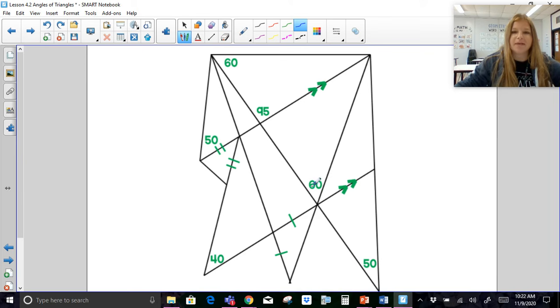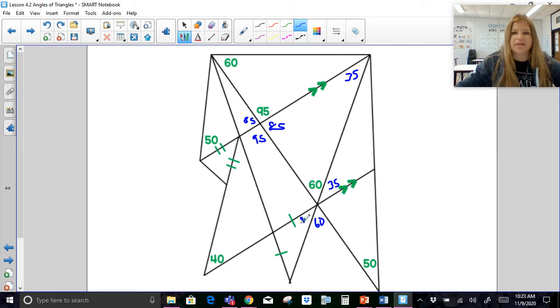Okay, if this is 60, then this is 60. Vertical angles. Let's see what else I'm working with here. If this is 95 and this is 60 and these are parallel, then this has to be 35 here because that entire angle is corresponding to that 95. Then this is 95 because they're vertical. This angle here would have to be 85 because they're making a linear pair. So then if this is 85 and 60, that's 145. Subtracted from 180 is 35.